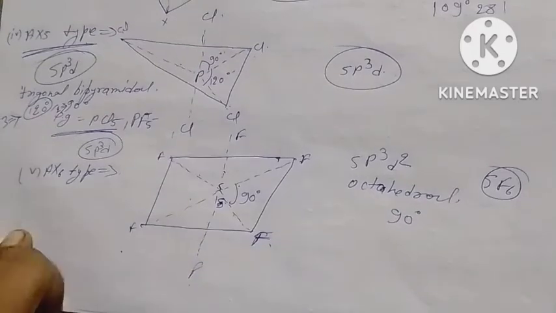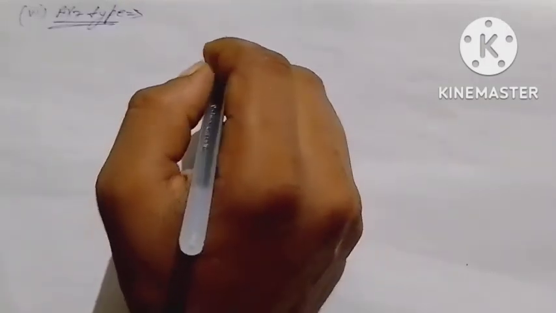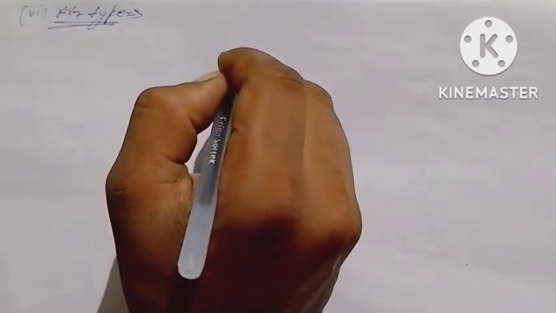Next, the 6 number example. Which 6 number? The 6 number is AX7 type. The structure is as in the example IF7.